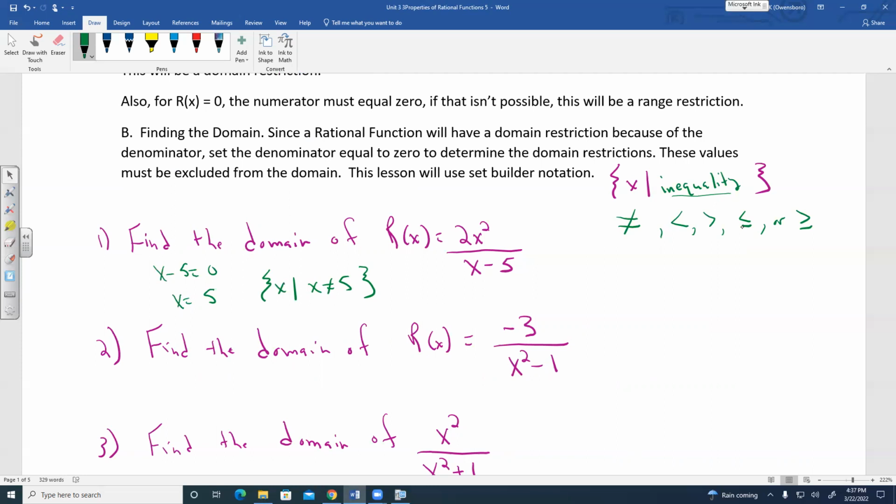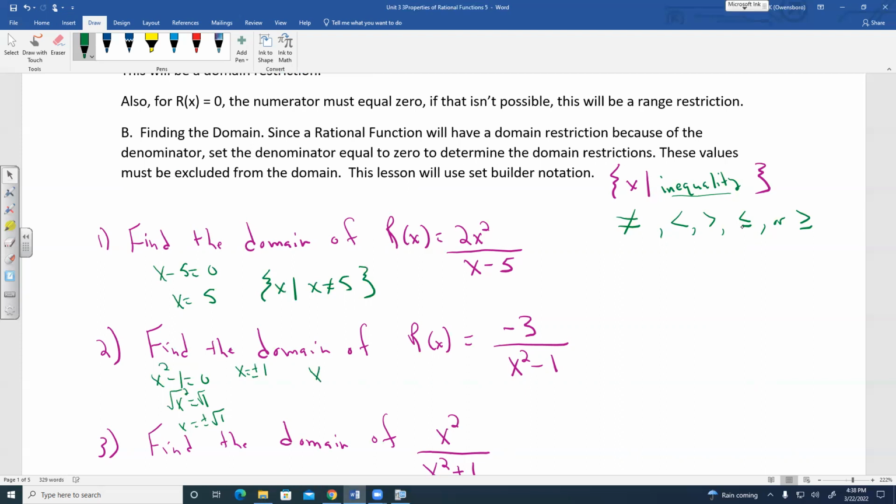So look at this next rational function. To find the domain of this function, we have -3 over x squared minus 1. Again, since there's a denominator with a variable in it, we set x squared minus 1 equal to 0. Now, there's actually two ways to solve this. One way is to get the x squared on one side: x squared equals 1. Then we're allowed to take the square root of both sides. In doing so, this becomes x equals plus or minus the square root of 1. And if we take the square root of 1, we get 1. So the answer is x equals positive or negative 1.